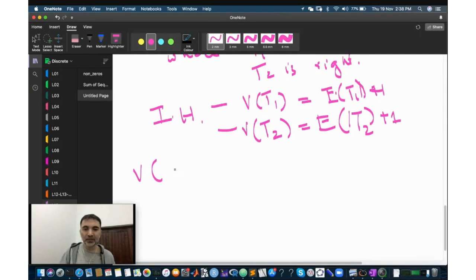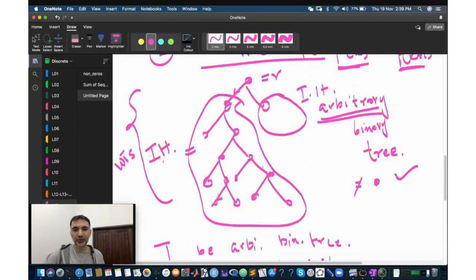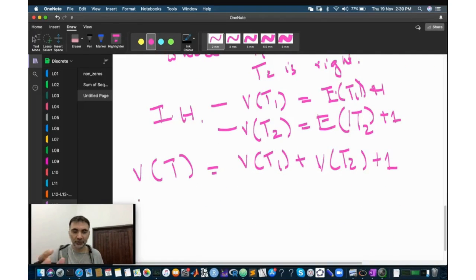Now we also know that the number of vertices in the original tree is equal to the number of vertices in T1 plus the number of vertices in T2 plus 1. How do we know this? Because we have only one root. Yeah. So we took 2 trees and we added 1 more vertex, which means the number of vertices in the new tree is the number of vertices in the left tree plus the number of vertices in the right tree plus 1.